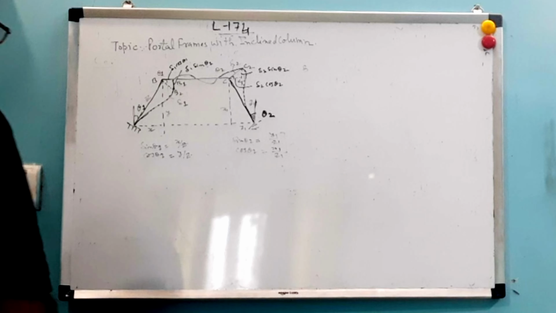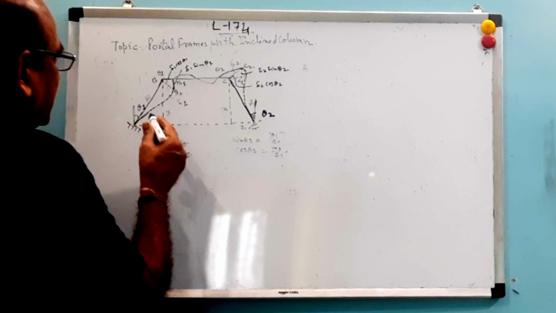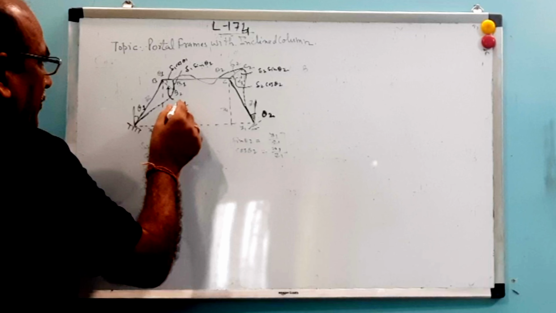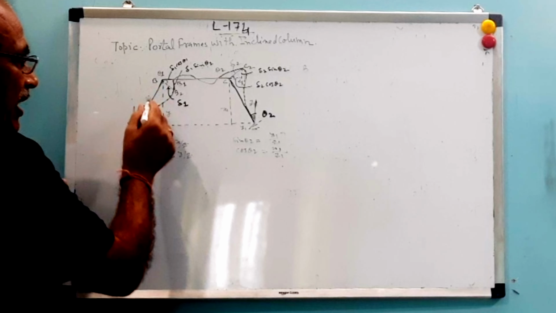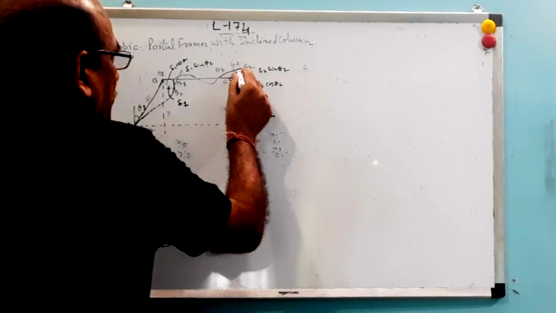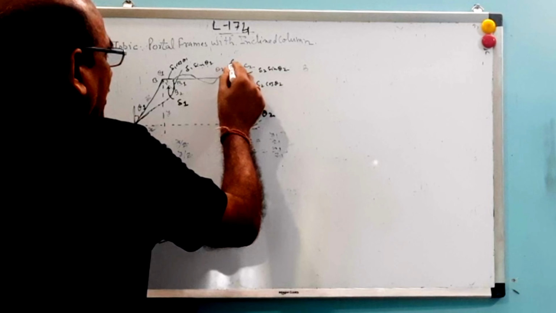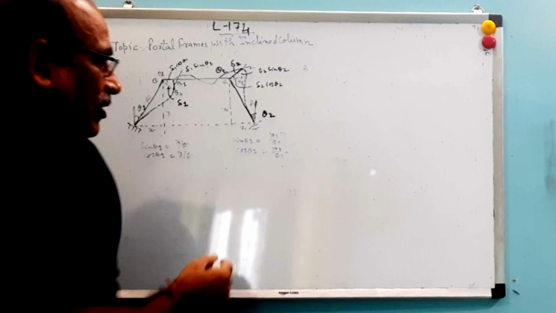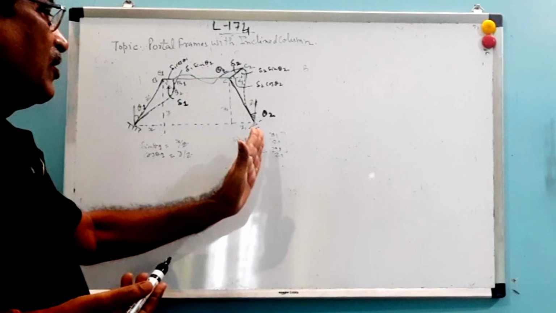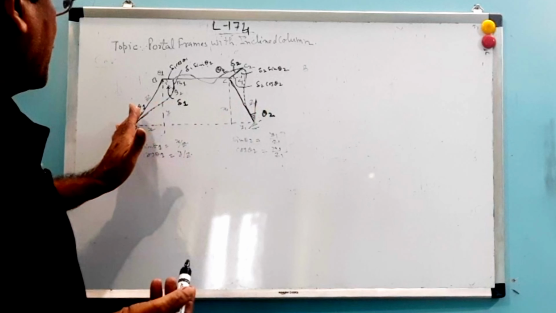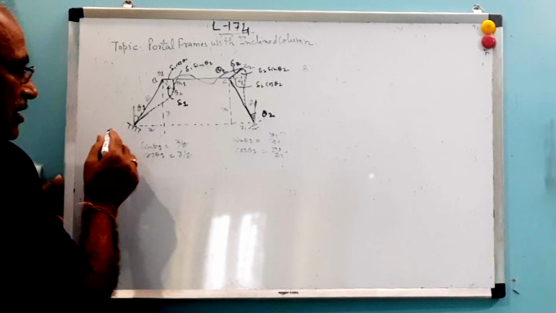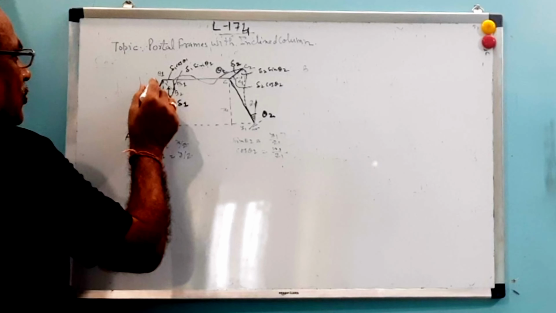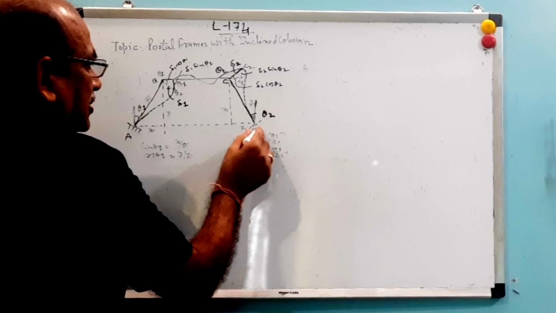So let us think that this is deflected by this value, lambda 1, which is deflected along the inclined column, and this is lambda 2, which is deflected in this direction, that is delta 2. This is angle theta 2, which the inclined column is making with the vertical, and this one is making theta 1 with the vertical. This is A, this is B, this is C point, and this is D point.